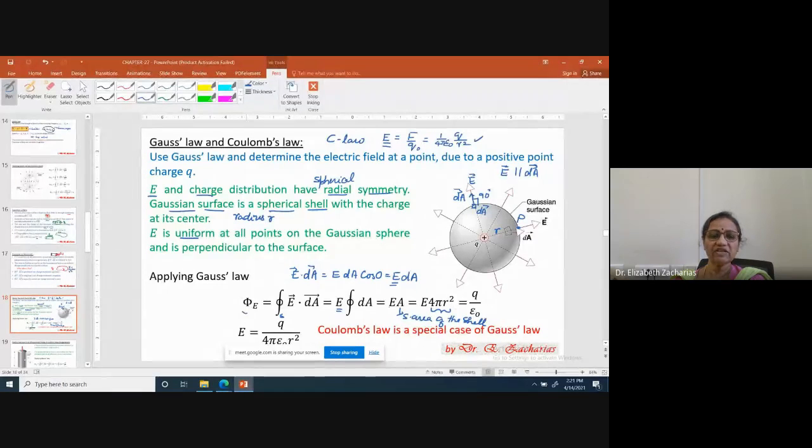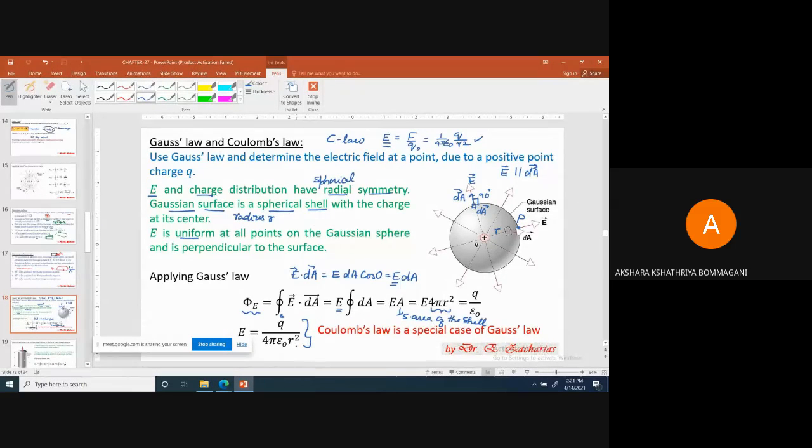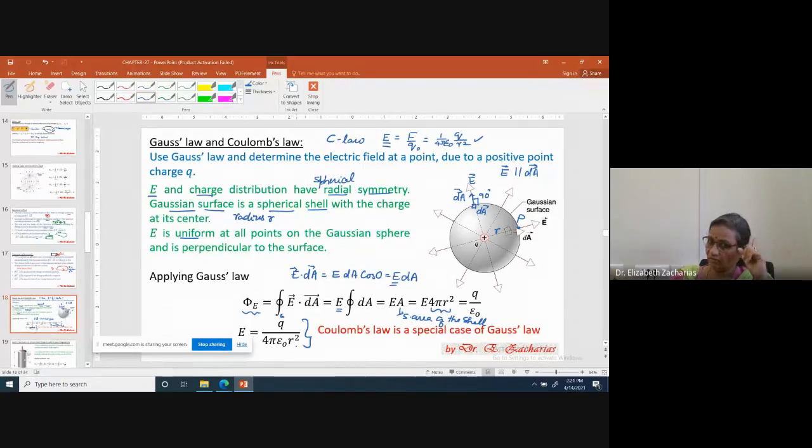And what about the right hand side of this phi E? Phi E is integral E dot dA, but Gauss law says that it is going to be net charge by epsilon naught. Net charge is q by epsilon naught. So now I'm interested in finding out the electric field at that point. Therefore, E you keep on one side of the equation, get 4 pi r square to the other side. So I get q by 4 pi epsilon naught r square, 1 by 4 pi epsilon naught q by r square. Now what is this that we have got? Electric field at a point charge, that we got from Coulomb's law.